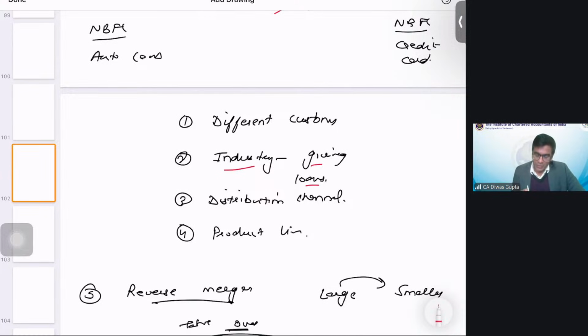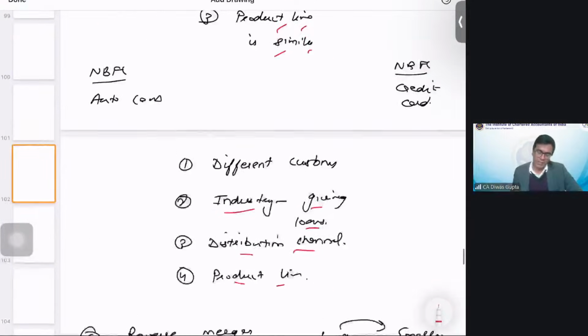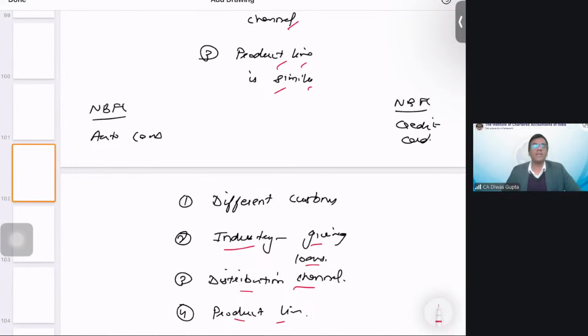Do they have a distribution channel? Yes, they are getting the loans through agents. What is their product line? Again, giving loans. So this type of merger is called a co-generic merger because their genre is the same. That's why it is called a co-generic merger. I hope this is clear, students.